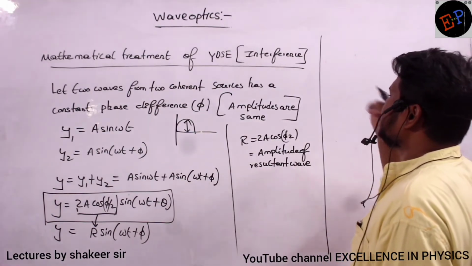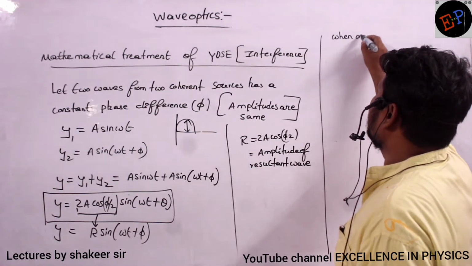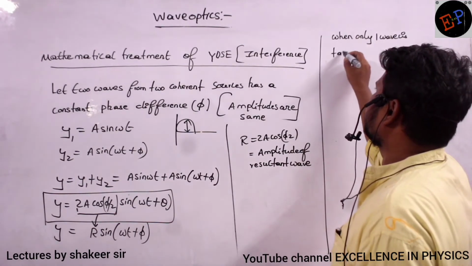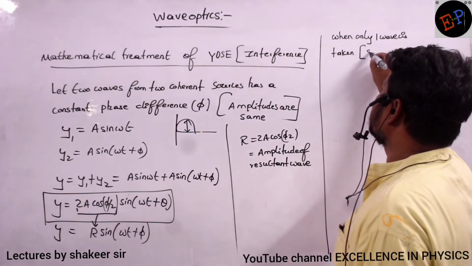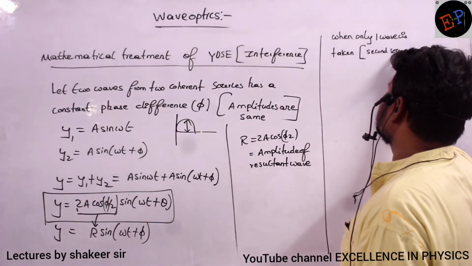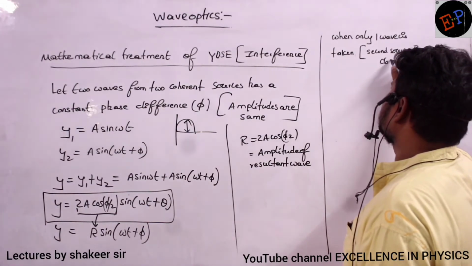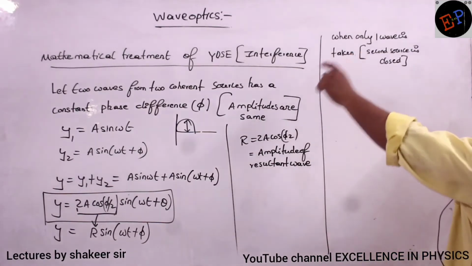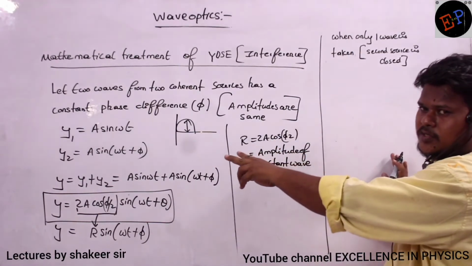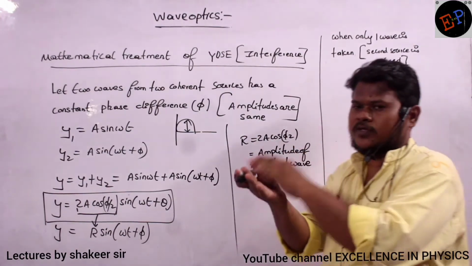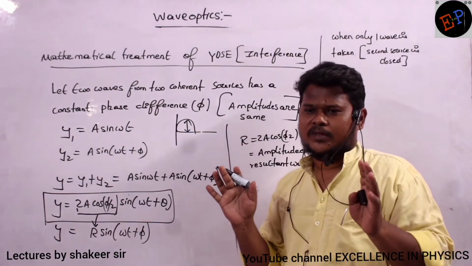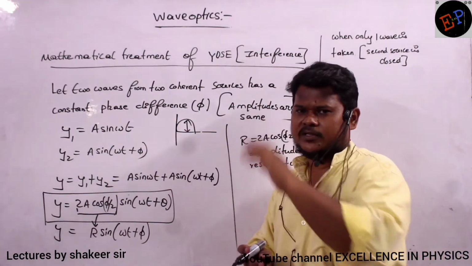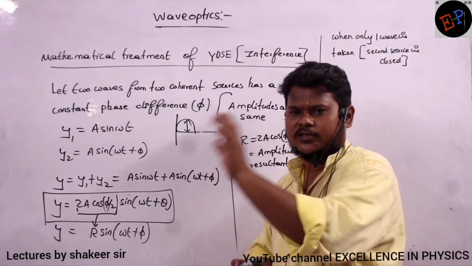When only one wave is taken, the second source is closed. Listen very carefully. Now in Young's double slit experiment I have taken two sources, no? So what I will do, I will close one source. Now there is only one source. Are you able to understand? Two sources are there. If we close one, only the light from the other one falls on the screen. Only one source goes and falls on the screen.